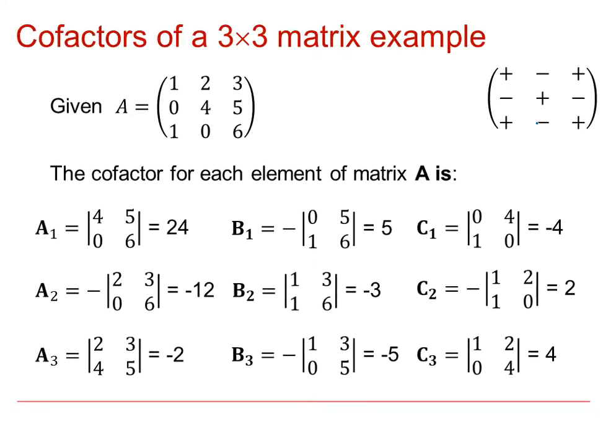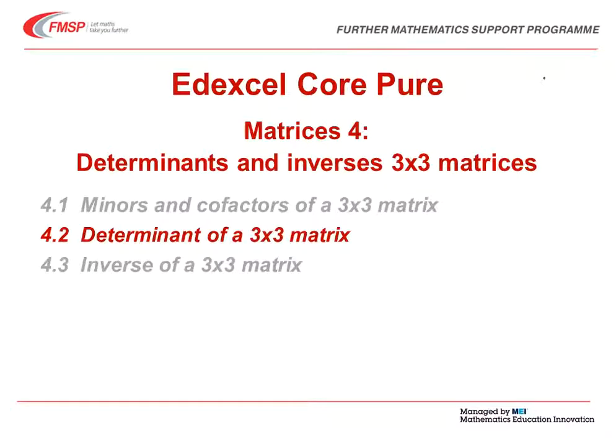And the answers you should get are displayed there. Notice the capital letters because they are cofactors, and notice how B1 has a minus in front of the determinant, and so does C2, A2 and B3 due to the position of those elements in the matrix. In the next session we're going to be looking at the determinant of a 3 by 3 matrix.